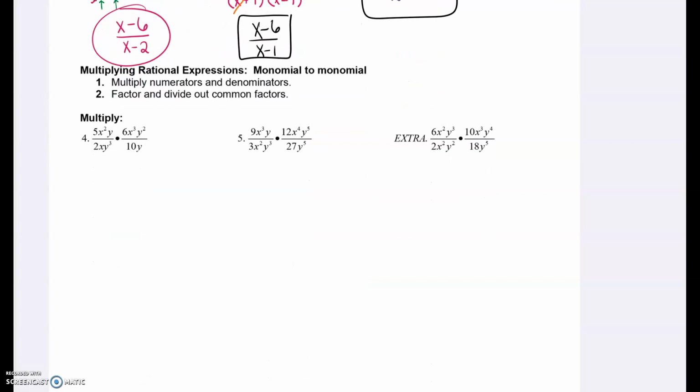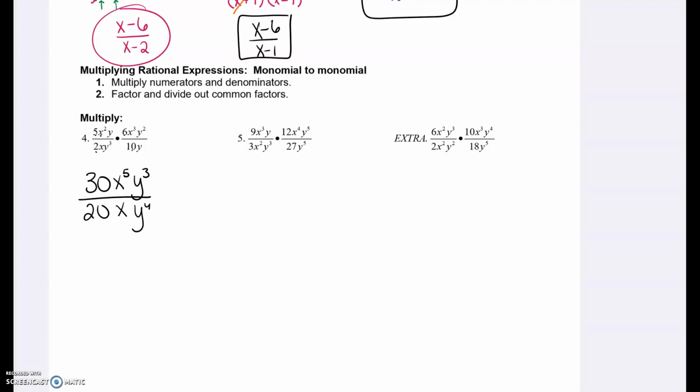Okay, multiplying rational expressions just means multiply across the top, multiply across the bottom, and then simplify. We've done these problems before. This is properties of exponents. So if I multiply across the top, 5 times 6 is 30. X squared times x to the third would be x to the fifth. Remember, you add those exponents together. Y times y squared is y to the third. 2 times 10 is 20. We've got an x, and we've got y to the fourth.